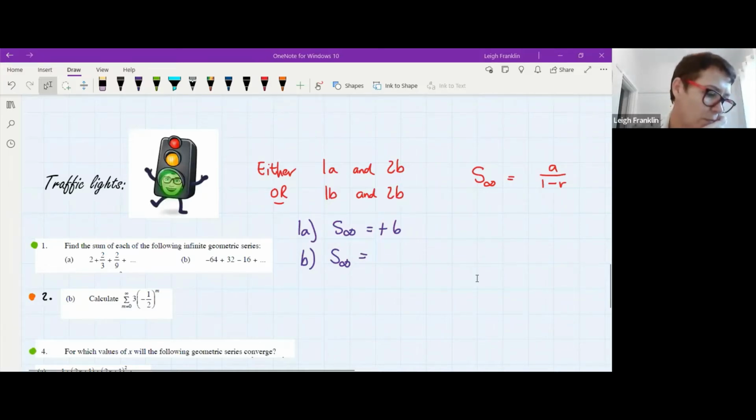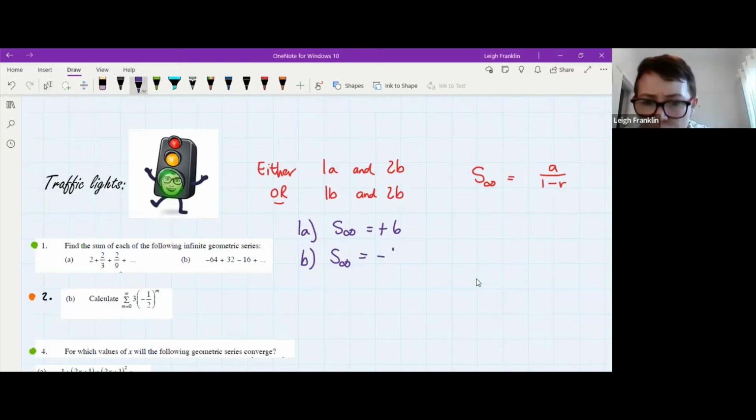Negative 128/3. Okay, that's what I got as well, Michelle. All right, so Clinton, I saw you had your hand up, and I'm not sure who else had their hand up. I also got negative 128/3 for anybody who tried that one. Okay, good job. All right, well done.